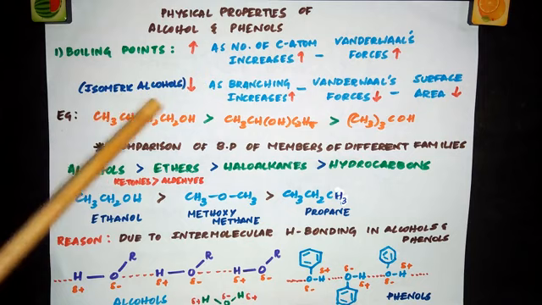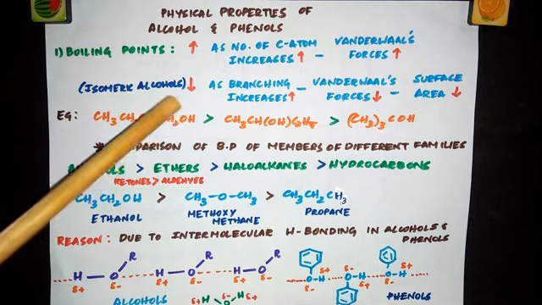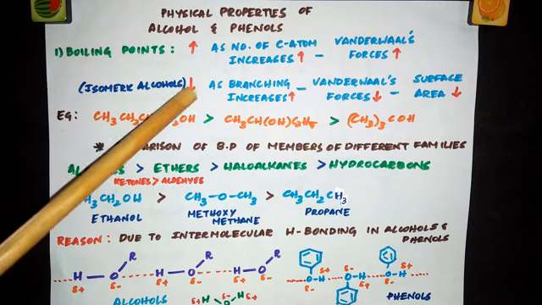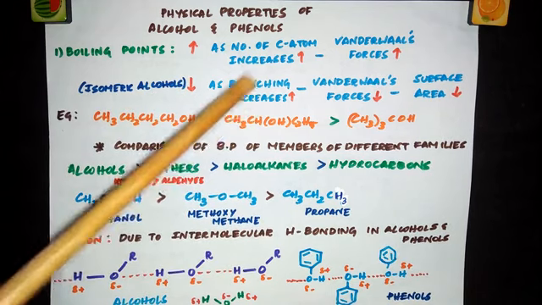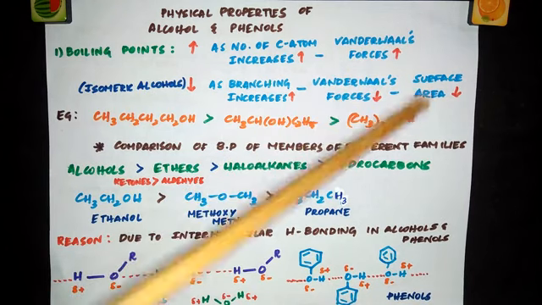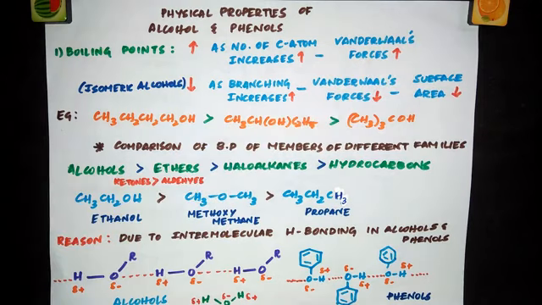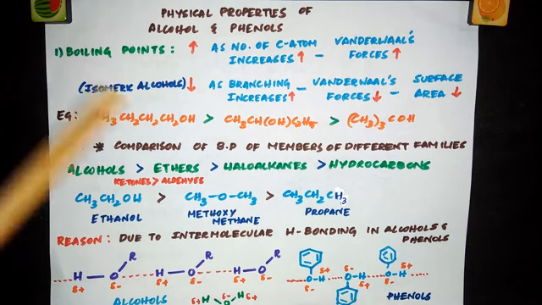Now when you take isomeric alcohols, which means they have the same molecular formula, the same number of carbon atoms, oxygen and hydrogen, then what will be their boiling points? Their boiling points decrease as the branching increases, because as the branching increases, the surface area decreases, and the van der Waals forces of attraction decrease. So remember, when you compare the boiling points of isomeric alcohols, as the branching increases, the surface area decreases, the van der Waals forces also decrease, so the boiling point decreases.